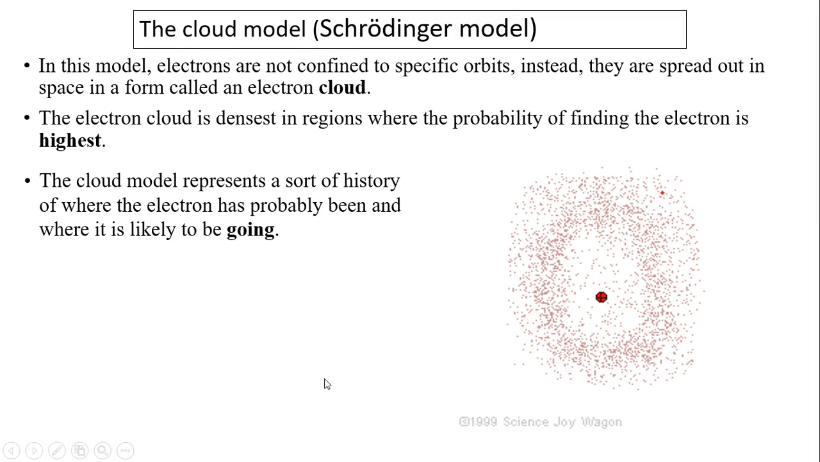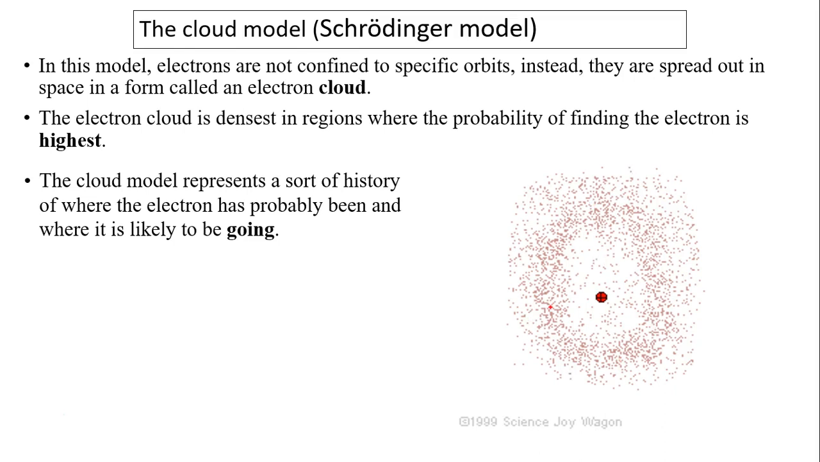Okay, so that was Bohr's model. From the video in the last lesson, you also heard of a cloud model or Schrodinger model. So in this model, we know electrons are not confined to specific orbits because electrons essentially are waves. So instead, they are spread out in space in a form called an electron cloud. The electron cloud is densest in the region where the probability of finding the electron is highest. That's where you'll have the highest amplitude for the wave, right?